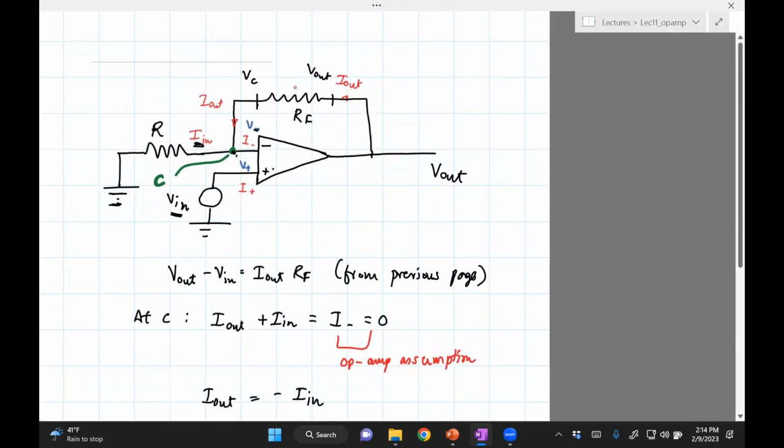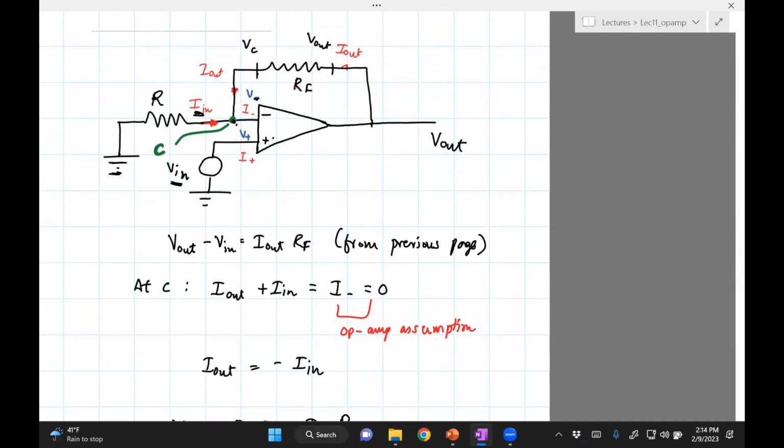I did not put the current direction this way, right? Because then I said I_out plus I_in, so currents going through C should equal to I_in. So I assume that the direction of the current is this way.